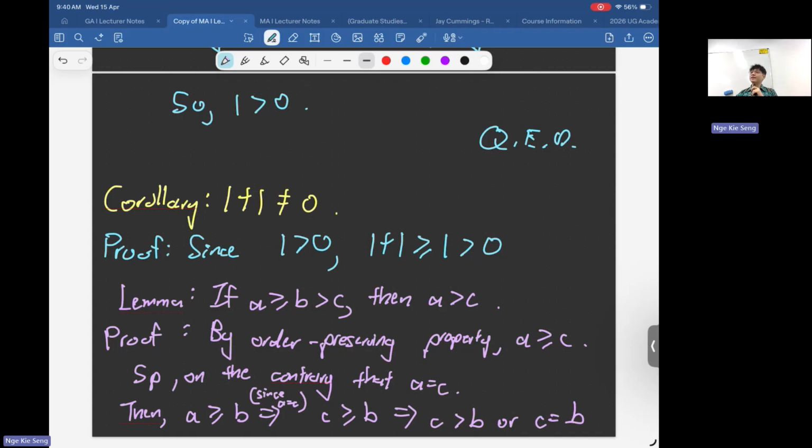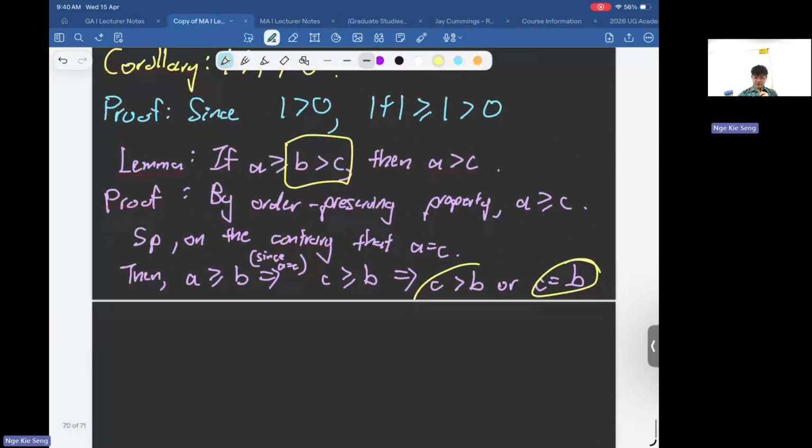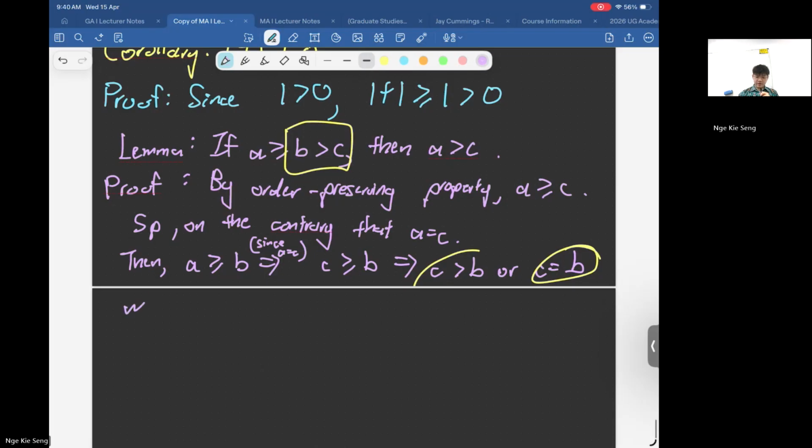Trichotomy law, yeah, and then what else? What do we know about C and B? Yeah, so we know that B greater than C. None of these is B greater than C. Okay, so that cannot happen. Okay, which both contradict B greater than C by trichotomy law. Okay.